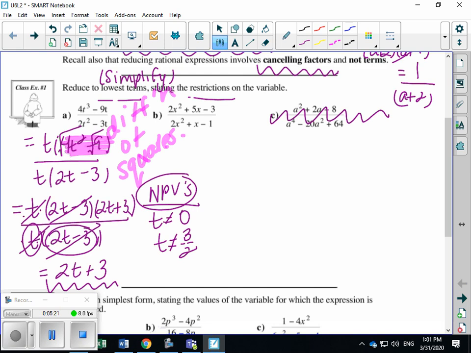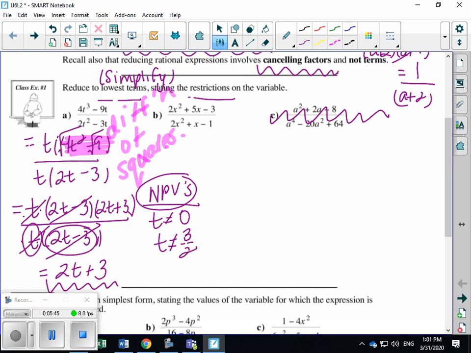So look at B. We have 2x squared plus 5x minus 3 all divided by x squared plus x minus 1. So step number 1, I definitely need to factor. But what do you notice that's in front of the coefficient of x squared on the top and x squared on the bottom? It's not 1. So you would need to factor out the coefficient.